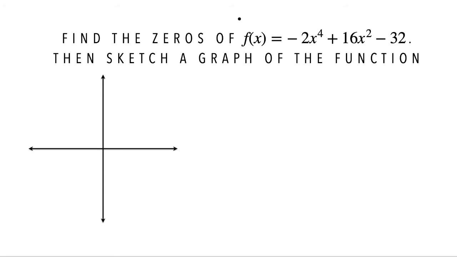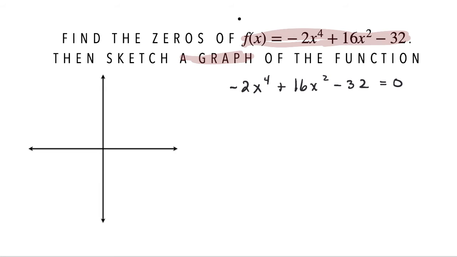Let's look at our example here. In this case, we're asked to find the zeros, just like we did. And then we are going to make a little graph of it. All right. So let's set this function equal to 0. Negative 2x to the 4th plus 16x squared minus 32 equals 0.